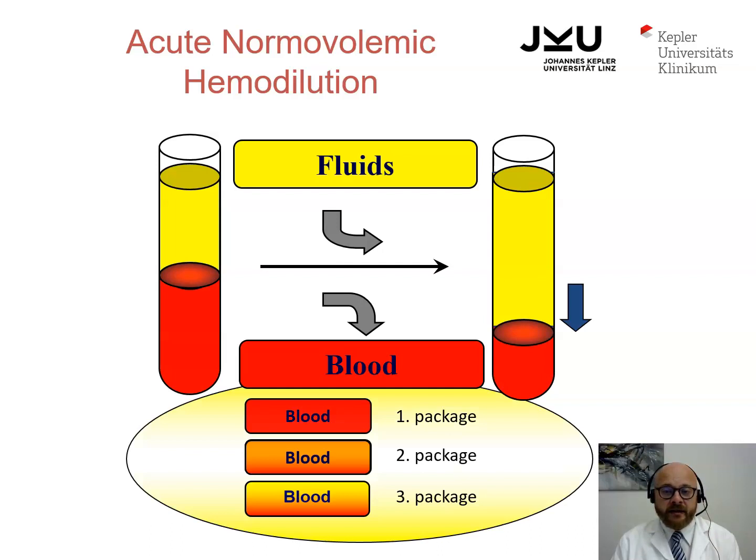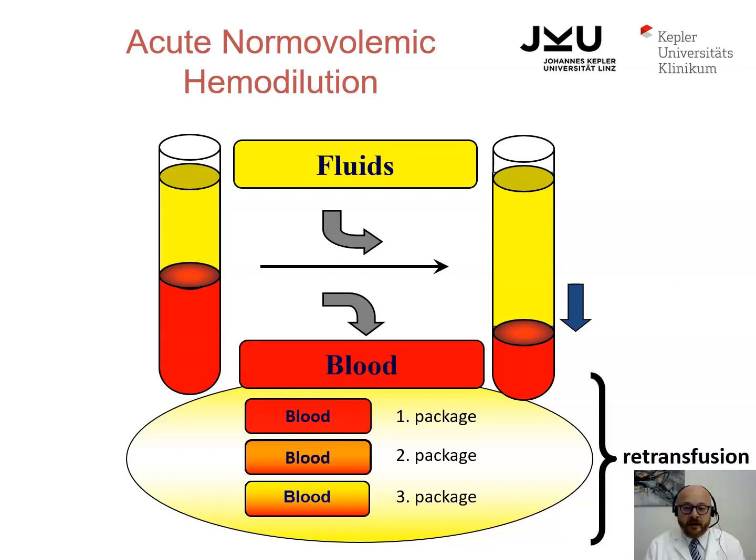If you do this several times, in the end, you will have a patient with a low hematocrit, but on the other hand, you will have 3 packages or even more, depending on how often you repeat this procedure, of red blood cells that you can theoretically give back afterwards. These red blood cells are then ready for retransfusion, and usually they are given back in the opposite order to that in which they were taken. They have the advantage that they contain red blood cells as well as platelets as well as plasma.